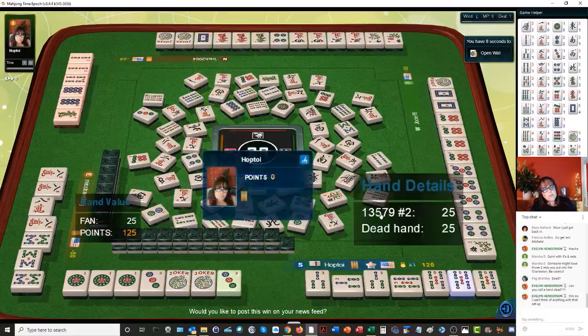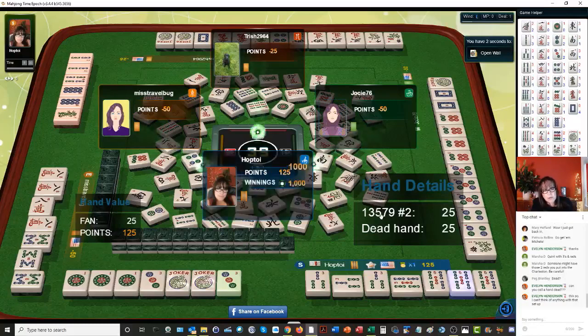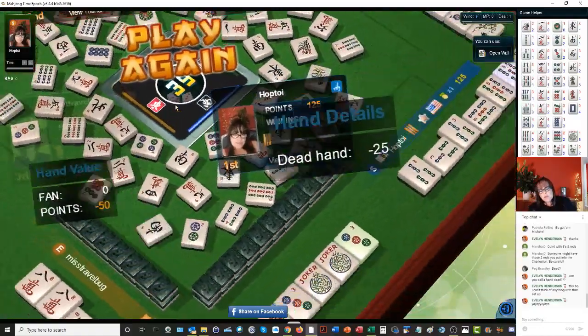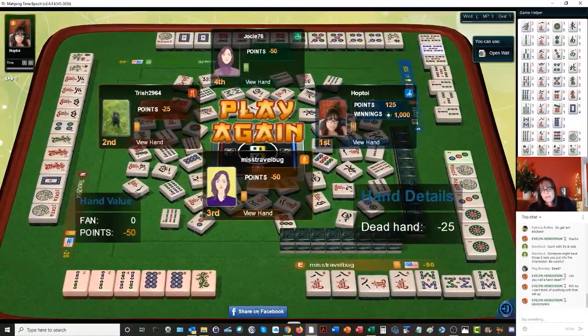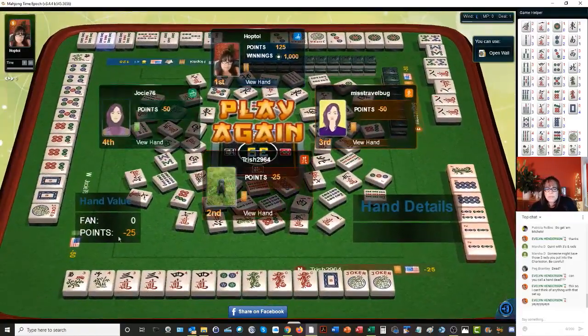Yeah, I think they were trying for... I wonder if they were... I don't know what they were doing. Okay, let's look at Miss Travelbug. I'm not sure what happened here. Like numbers with eights? Or maybe they were trying for 2, 4, 6, 8 concealed? Or I'm not sure. I'm not sure what happened there.